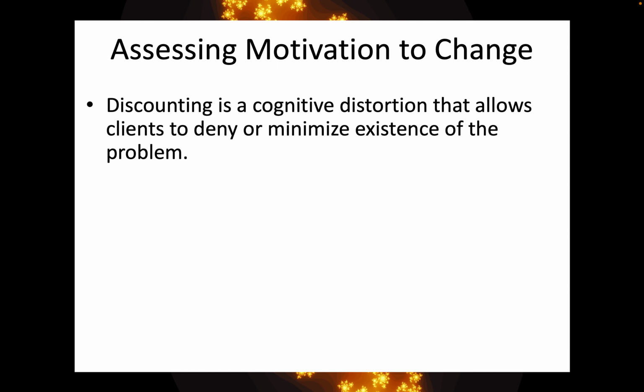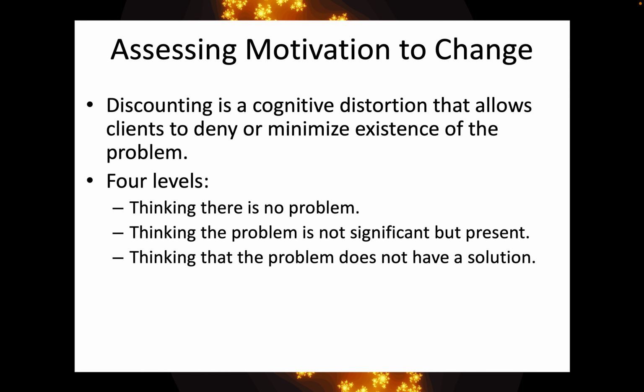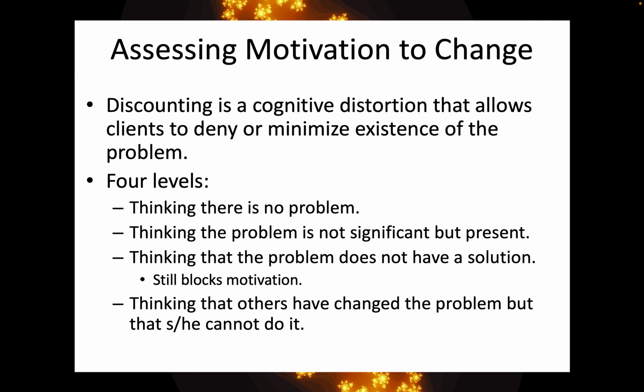Discounting is a cognitive distortion that allows clients to deny or minimize the existence of the problem. There are 4 levels of discounting: thinking there is no problem, thinking the problem is not significant but present, thinking the problem does not have a solution. This still blocks motivation. If it has no solution, then there's no way to solve the problem. And thinking that others have changed the problem, but that they cannot do it.